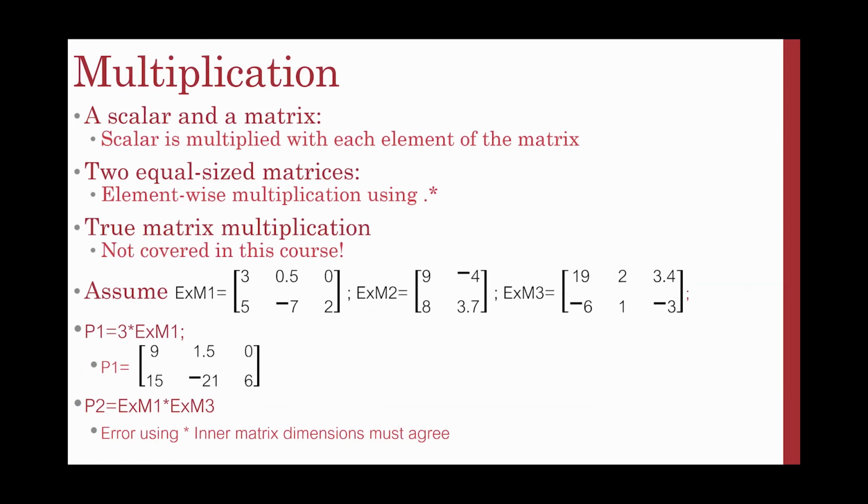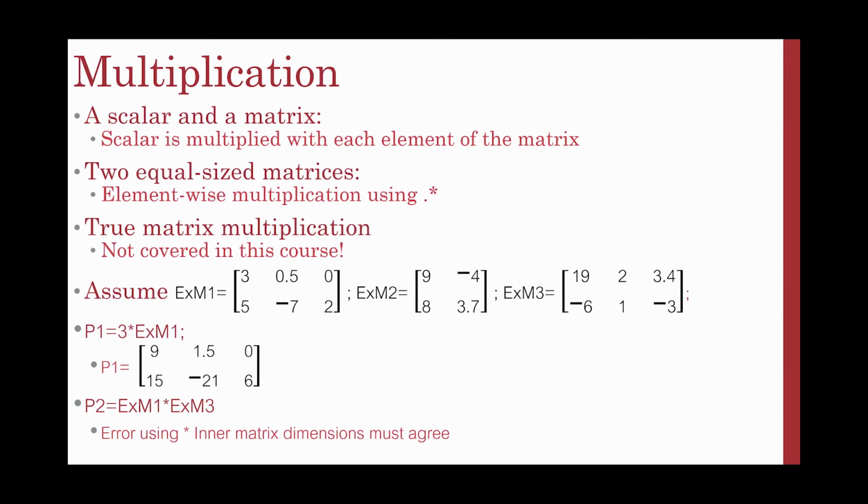We have multiplication. Again, you can have scalar multiplication of a matrix where scalars multiply by each element. You can multiply two equal size matrices by using element-wise multiplication using the dot, our element-wise operator, the dot before our multiplication sign. Or you can do true matrix multiplication where you multiply matrices of two different sizes. Unless my survey indicates otherwise, this is not going to be covered in this course because it is above the current math level of the majority of the students.